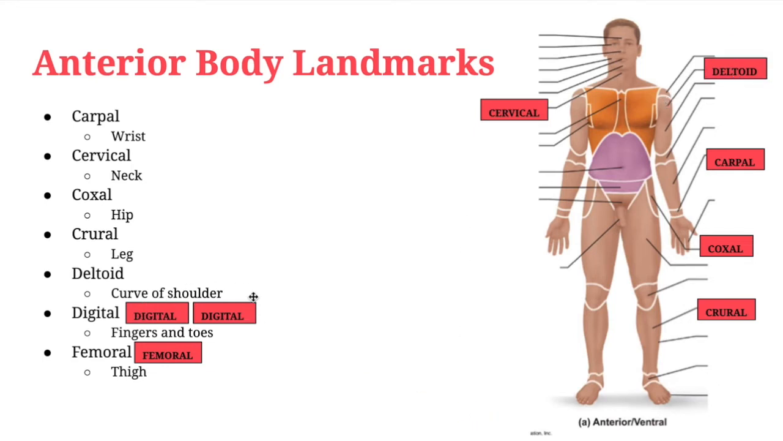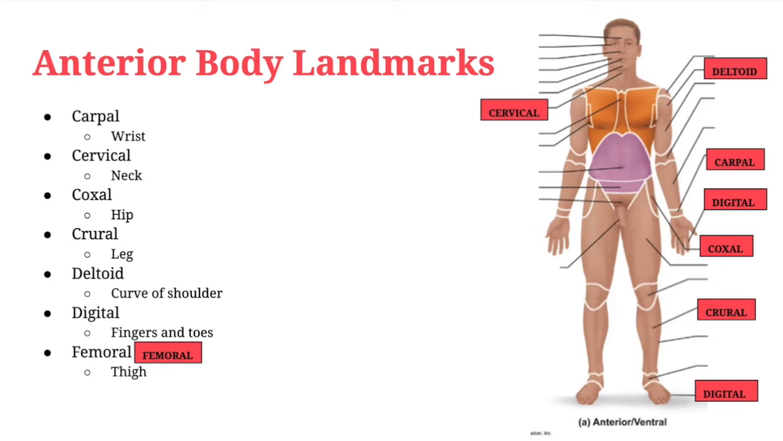Now you see here I have two labels for you to do for digital, and that's because digital refers to your fingers and your toes. So we're going to label both of them. Right here you have a line pointing to the finger, and down here you have one pointing to the toes. It doesn't matter which one you put where, but you're going to label both the fingers and the toes.